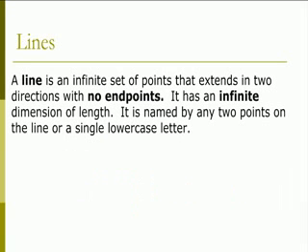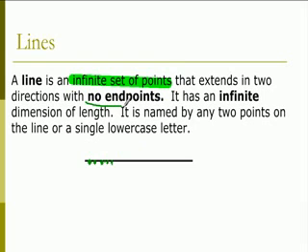Now we have lines. A line is an infinite set of points that extend in two directions with no endpoints. That's very important to know, that it is an infinite set of points. So when you have a line, let me draw a line here. When you have a line, it has infinite points because each one of these is a point. So we could draw dots all down this line so close together that you wouldn't even know that the point is there. So the line extends with no endpoints.